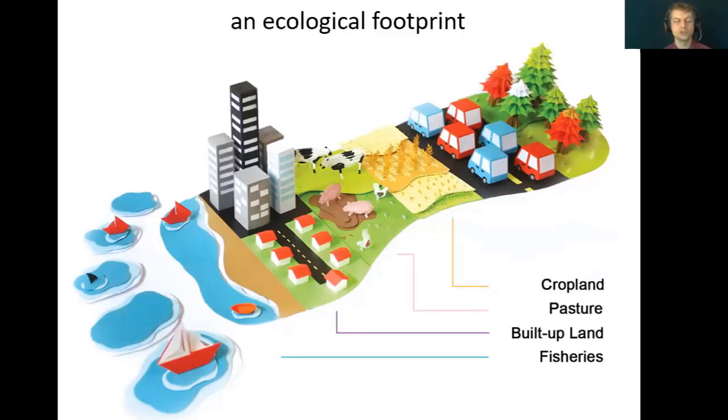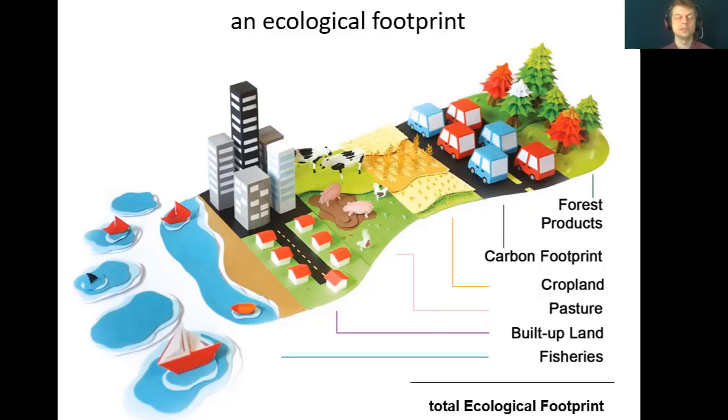Now, the ecological footprint also includes a carbon footprint, which is the area of the planet needed to absorb the carbon that humans emit as greenhouse gas pollution from the fuels used in transportation and heating and air conditioning and to generate electricity. And the ecological footprint also includes the amount of forested area needed to sustain our consumption of paper and wood products. Now, we can add all of these up to get the total ecological footprint to understand the total area of the planet's ecosystems that's needed to sustain ourselves as humans.